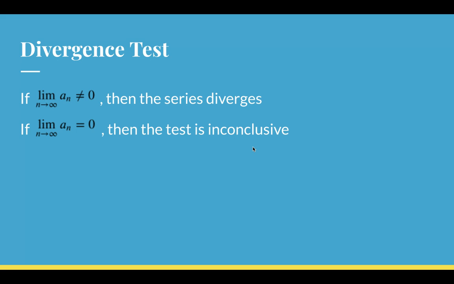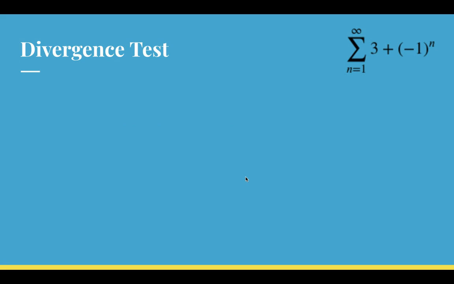So the first test that we're going to use is the divergence test, which states that if the limit as n goes to infinity of the sequence does not equal 0, the series must diverge. And if the limit as n goes to infinity of the sequence does equal 0, the test is inconclusive. So we'd have to use another test to figure out whether or not it converges or diverges.